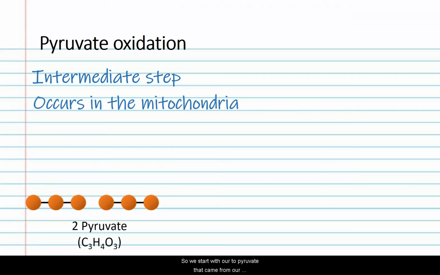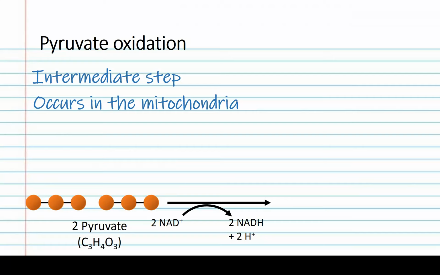So we start with our 2 pyruvate that came from our glucose molecule, and then we're going to remove electrons from those pyruvate molecules, and in doing so, we produce 2 more NADH. We also remove 2 of the carbons from the molecule. They get released as carbon dioxide, which just evolves away from the cell. That is waste. That's what we breathe out.